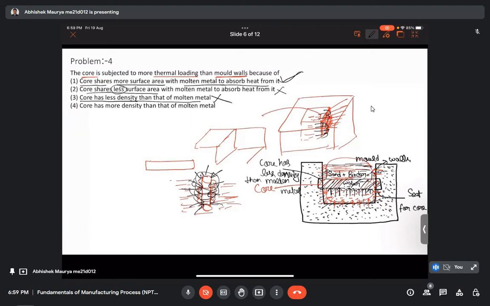Now let's see the fourth option. Core has more density than that of molten metal. No, it usually doesn't happen like that. Most of the times, or we can say always, the density of the core material is less than the molten metal. So the fourth one is also a wrong answer. So the only correct option is the first one.